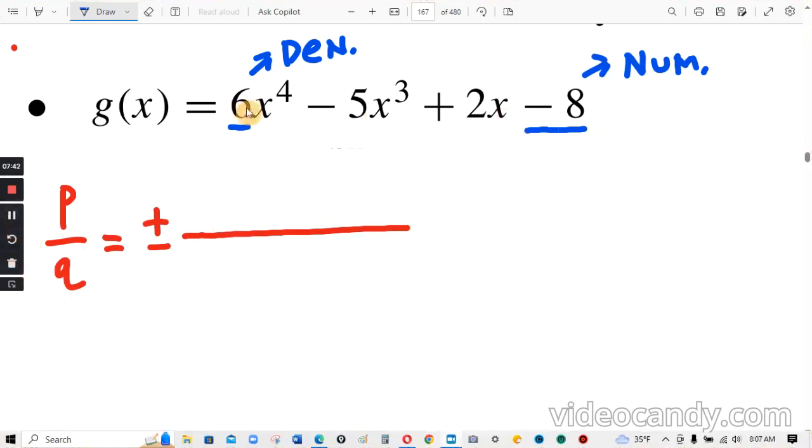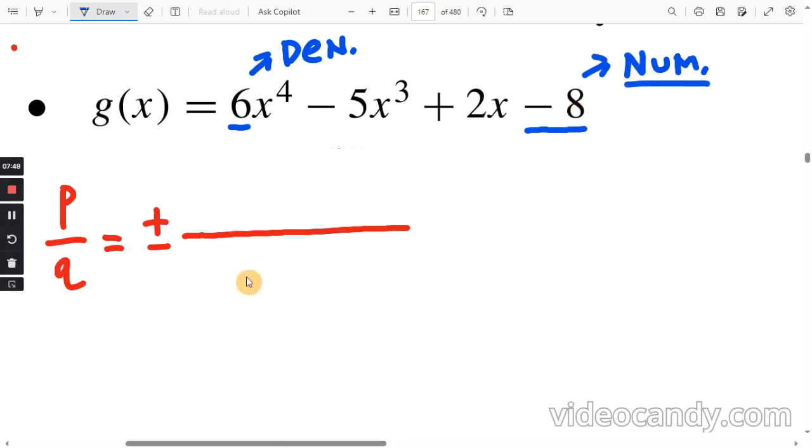All right, so the constant term is the one with no variables. That's -8. That goes in the numerator. What are the factors of -8? Well, we already have the plus minus, so we don't need to worry about signs. So we know that 1 times 8 will work. We know that 2 times 4 will work. And I think that's it. How about for 6? I know that 1 times 6 will work, and 2 times 3 will work. And that's it right there.